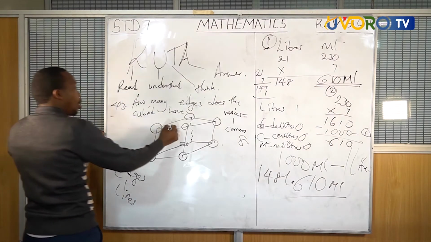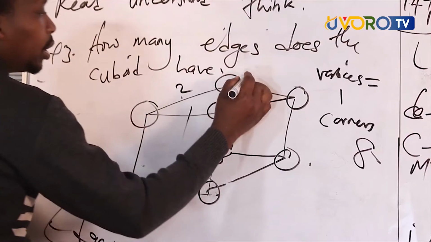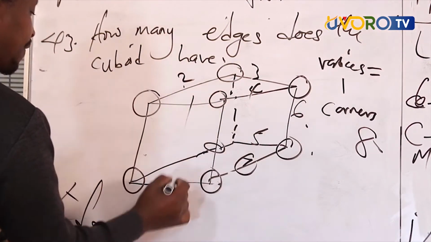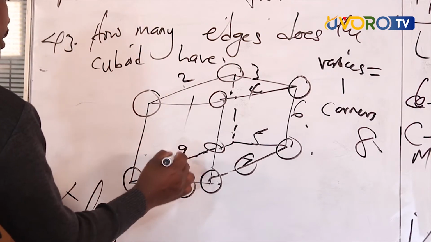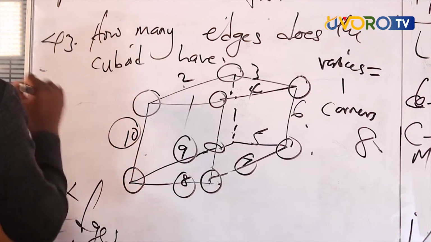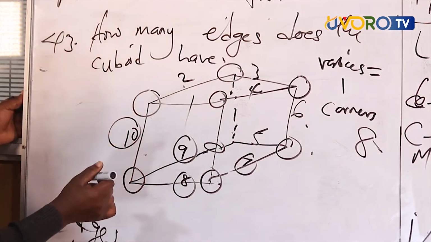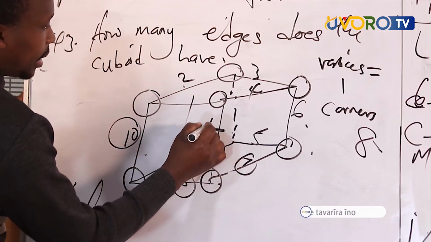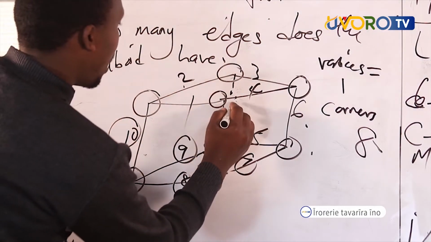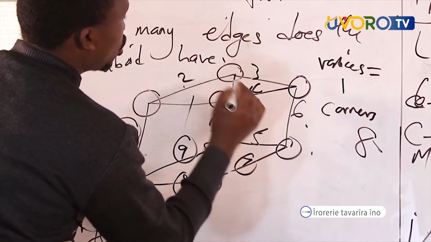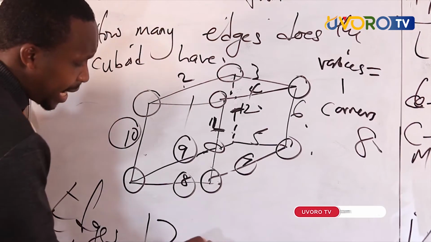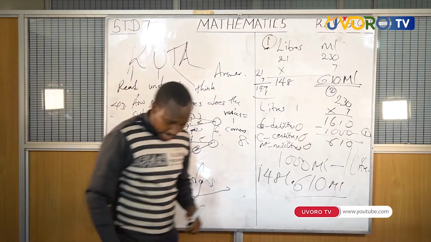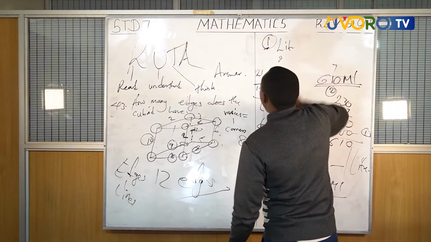Let's locate them. 1, 2, 3, 4, 5, 6, 7, 8, 9, 10. We have this one that is studying, this one, 11. And we also have the one that is here. That is 12. So we have 12 edges. Question number 44.